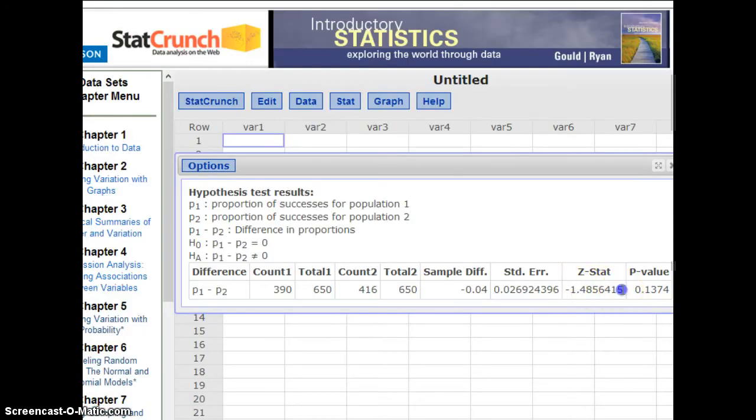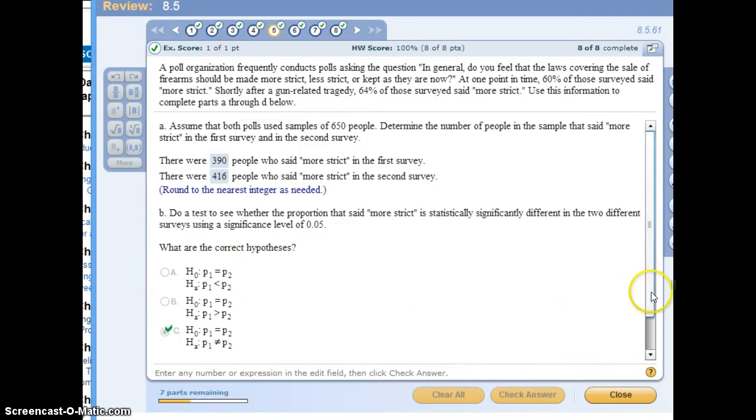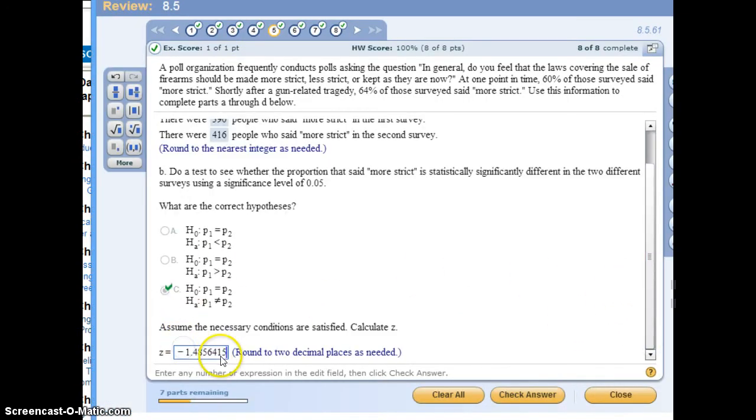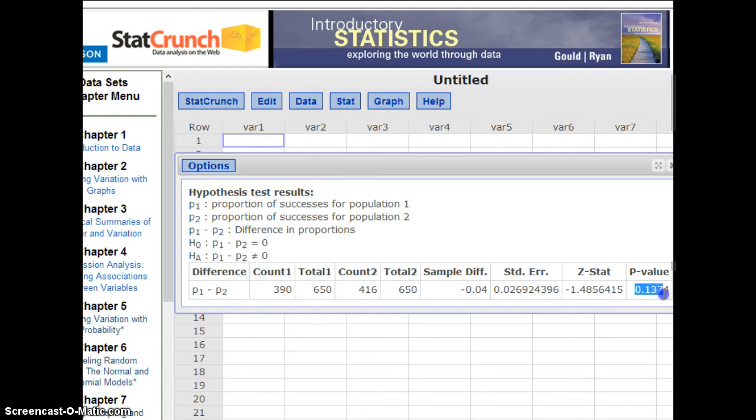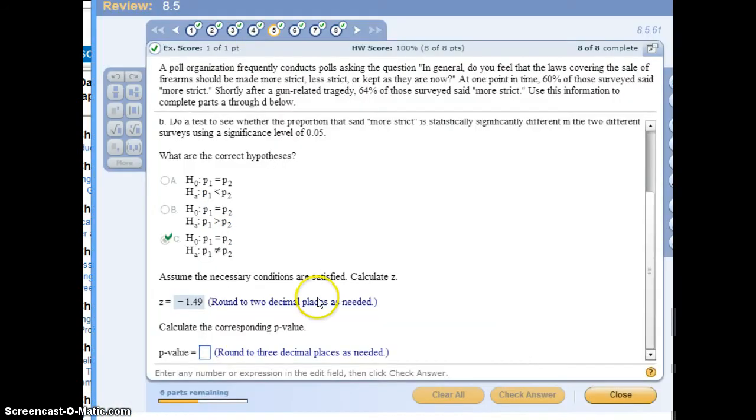So we can go ahead and copy that and round to 2 decimal places, and then the p-value would be this one.